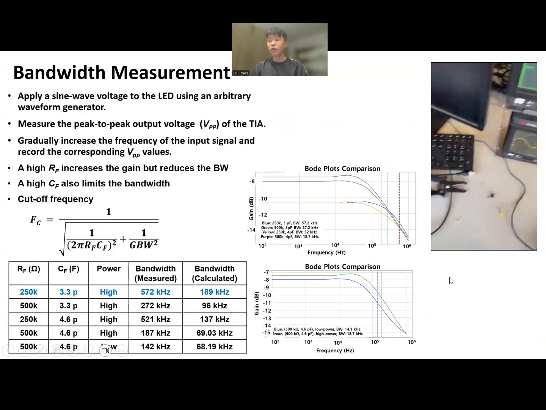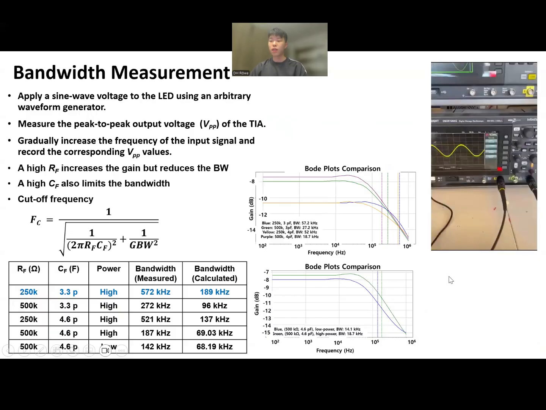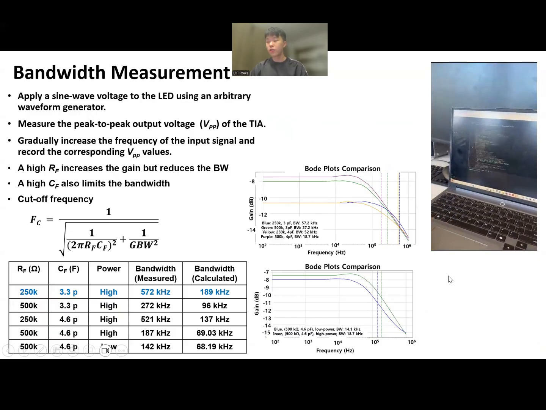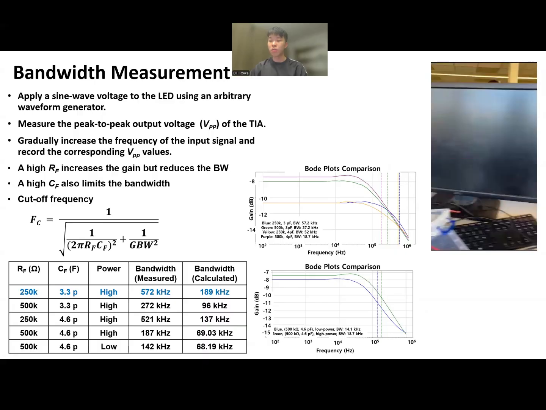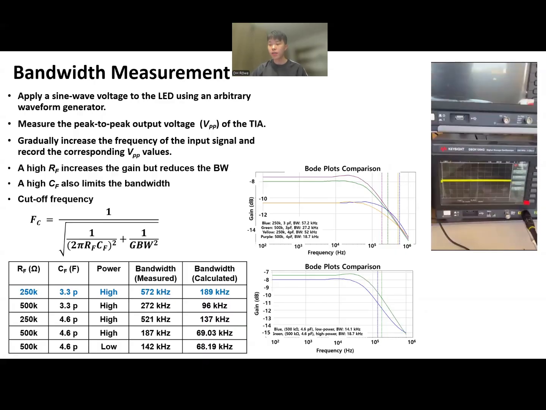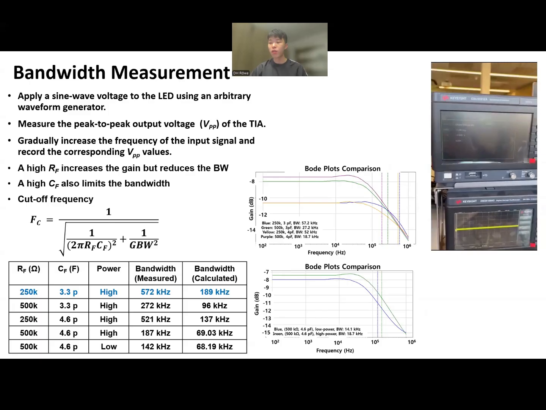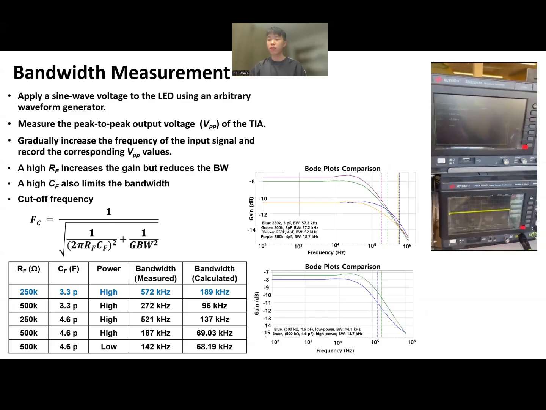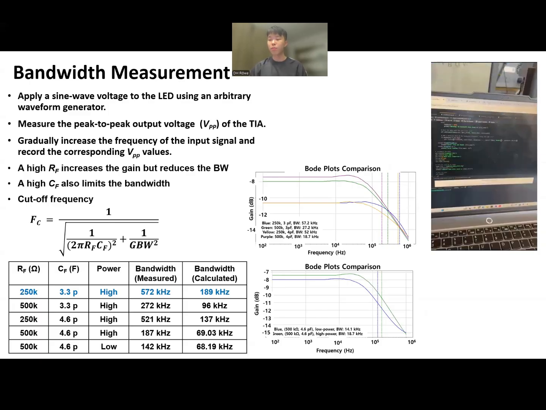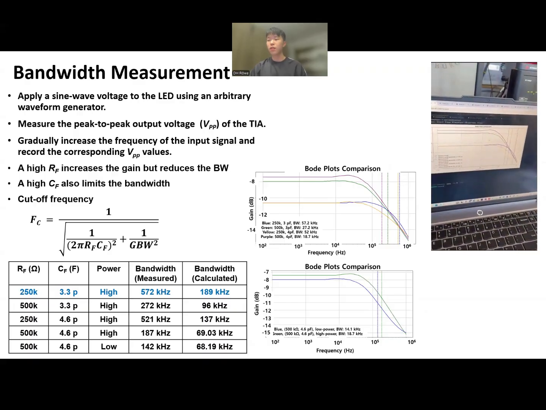The next measurement we conducted is the bandwidth. We applied a sine wave voltage to an LED using an AWG and measured the peak-to-peak output voltage from the TIA. As the input frequency increased, we recorded the peak-to-peak voltage to extract the bandwidth. The results showed that both RF and CF negatively affected the bandwidth. Interestingly, the measured transimpedance gains were consistently higher than the theoretical predictions.